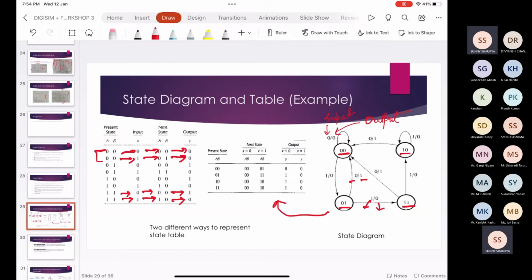We can see that from here, if we are given a state diagram or state table, we can draw the other. If one is given, we can draw the other easily.